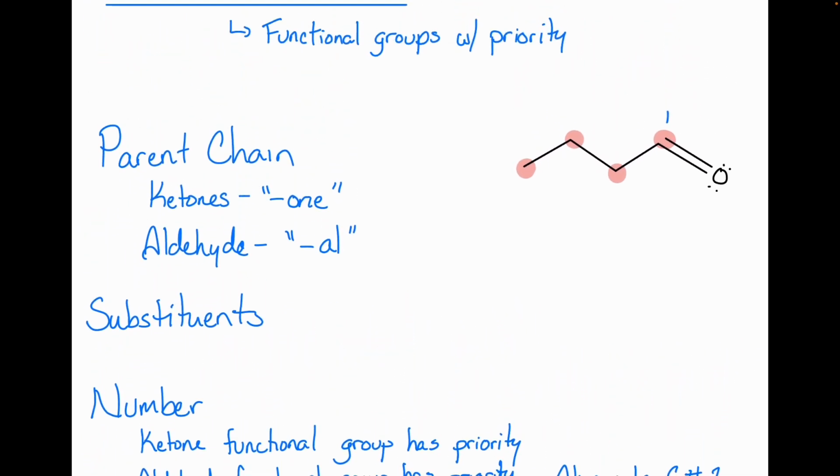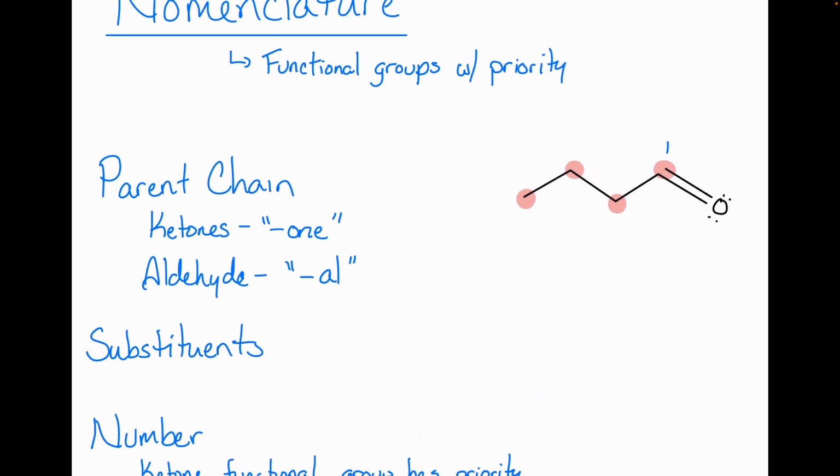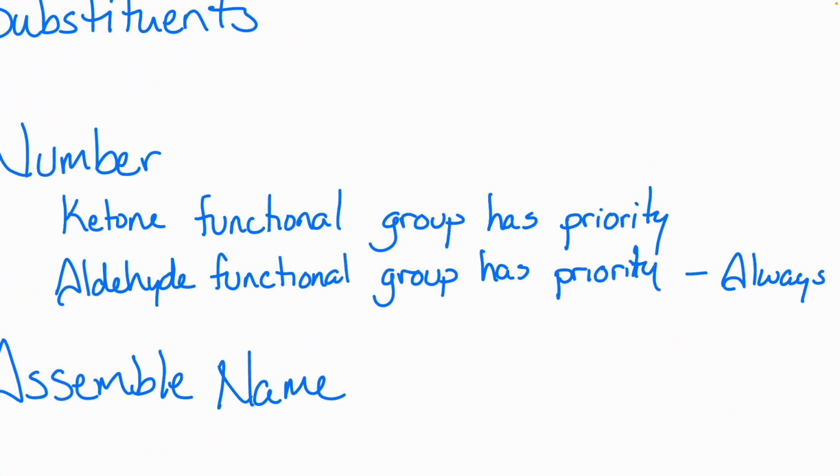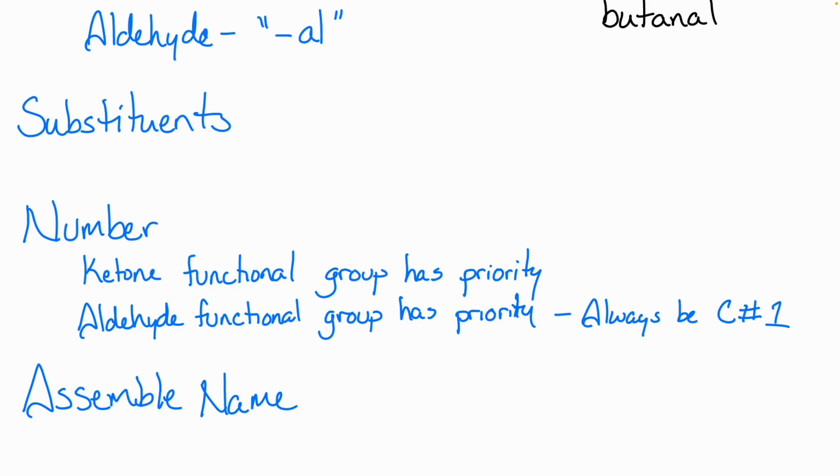So because of that, when we name our molecule, this is 4 carbons, this would be a butanal. We do not include the locant in the name. There's no such thing as a 2-butanal or a 3-butanal. Necessarily, it's going to be on that first carbon. So we don't have to say 1-butanal, 1-pentanal all the time. It's just implied that it's on carbon 1. Okay? So under our numbering here, we're going to say it has a priority. It's always going to be on carbon 1.